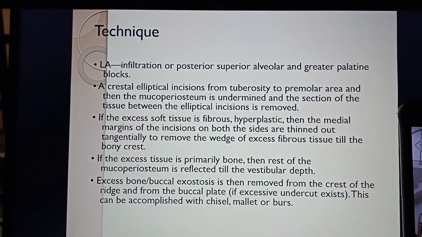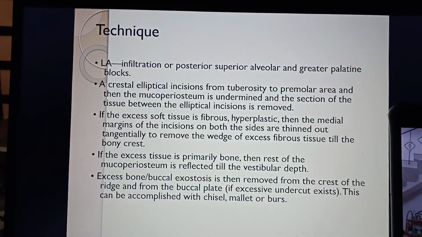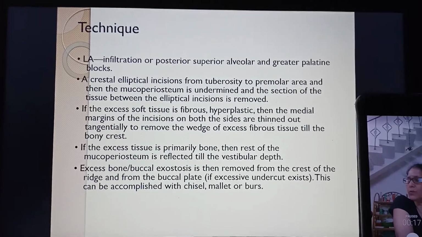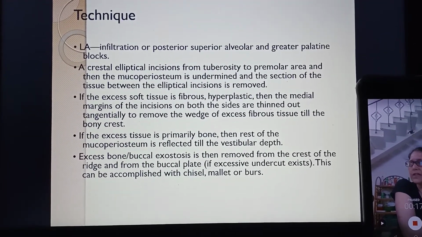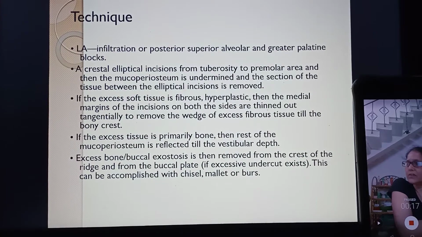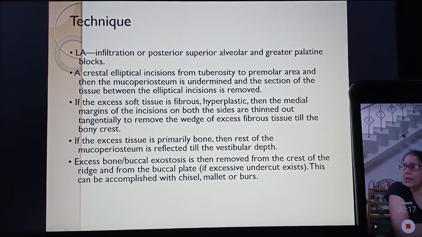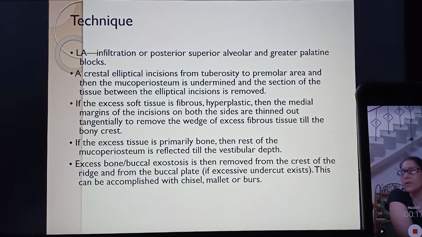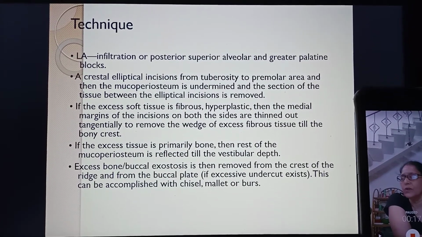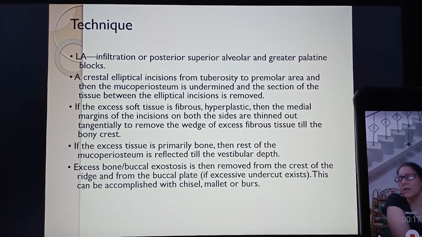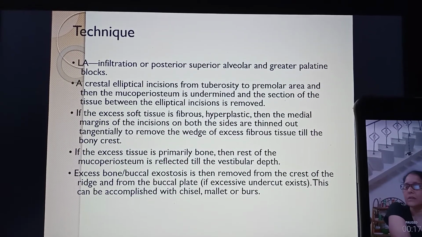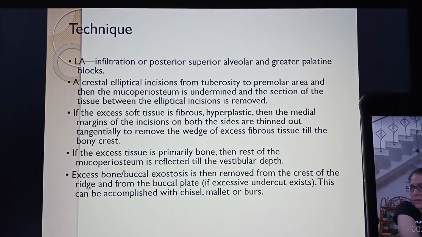Then a crestal elliptical incision from the tuberosity to the premolar area should be given, a mucoperiosteal flap is raised, and the section of the tissue between the elliptical incision is removed. So that is, we are talking about the excessive soft tissue which is present or which is going to be present after the bony reduction of the tuberosity.